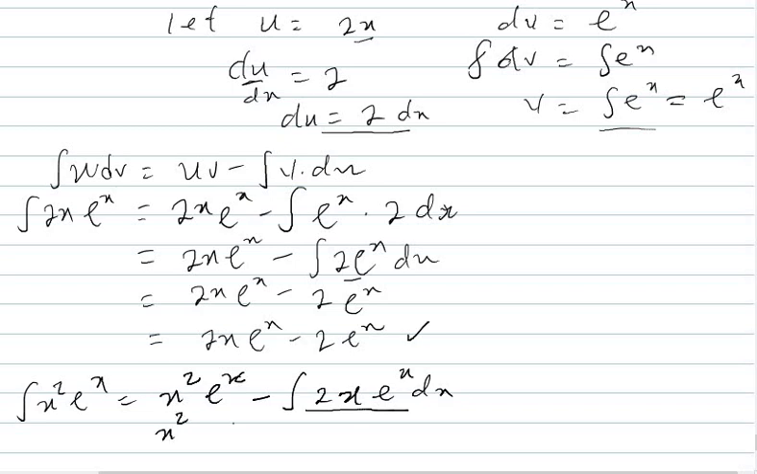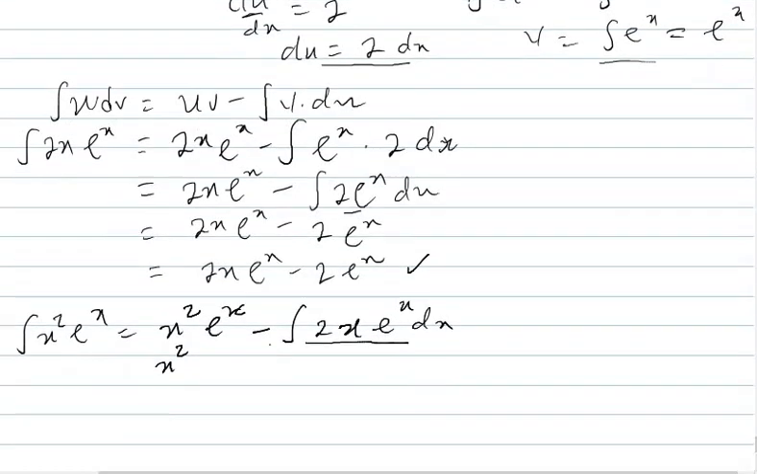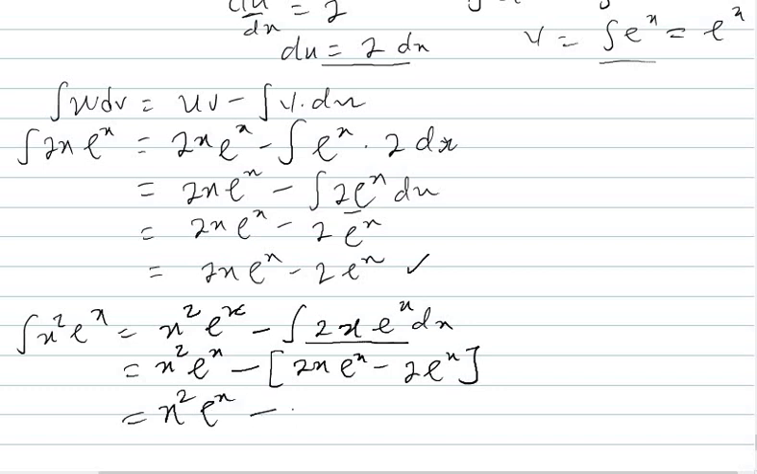We will have x square e to the x minus, in brackets, 2x e to the x minus 2 e to the x. So we can open the parenthesis to become equal to x square e to the x minus 2x e to the x plus 2 e to the x. So this is the final solution.